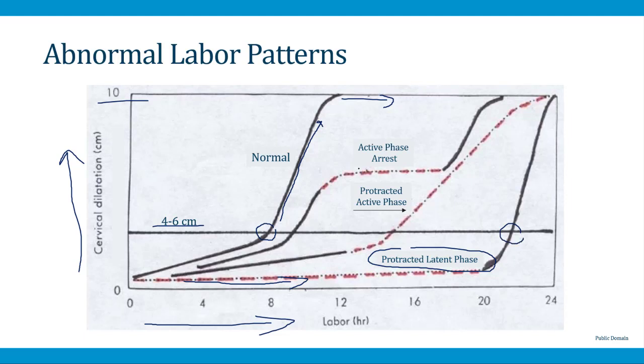And then these other red lines show abnormalities of the active phase of the first stage of labor. If the active phase is protracted, that would look like this. The cervix is increasing its dilation, but it's just taking a long time. And then arrest of the active phase would look like this.